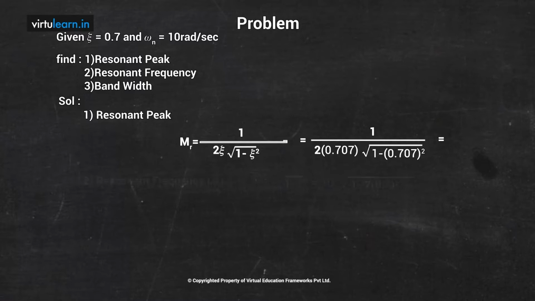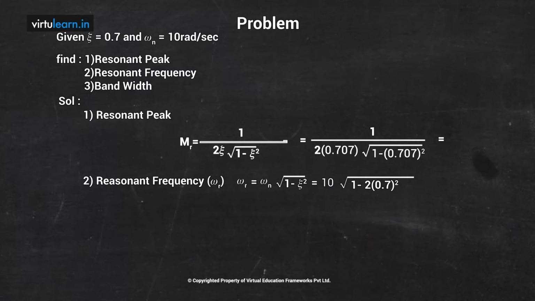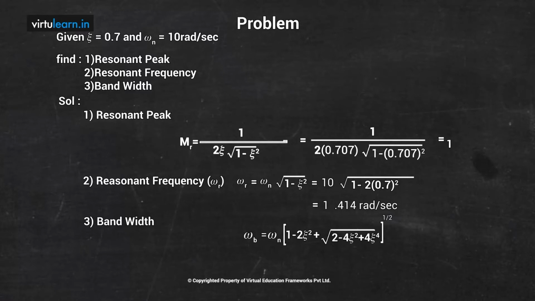Similarly, we can find out resonant frequency. Omega r is omega n into square root of 1 minus 2 zeta square. When you substitute it, you are going to get 1.414 radian per second. Similarly, we have the bandwidth formula. Omega b is omega n into square root of 1 minus 2 zeta square, plus one more square root inside, that is 2 minus 4 zeta square plus 4 zeta power 4. Then when you substitute the zeta value and omega n value, you will get 10.1 radian per second. So this way we can easily find out these three important closed loop frequency domain specifications.